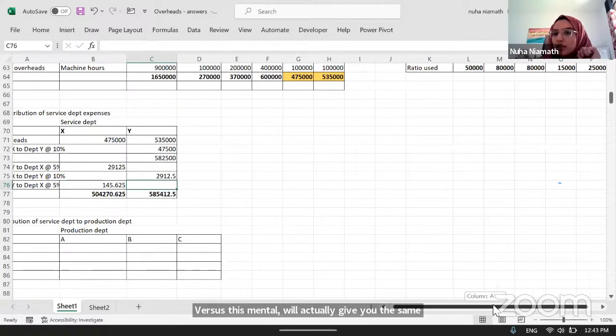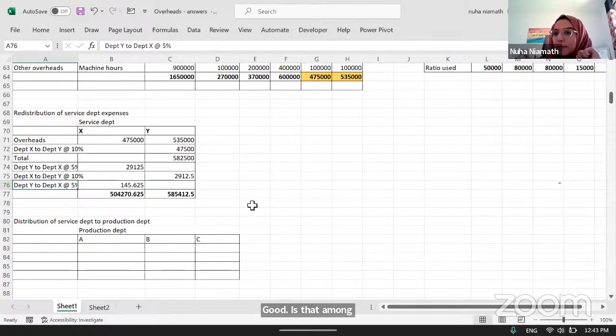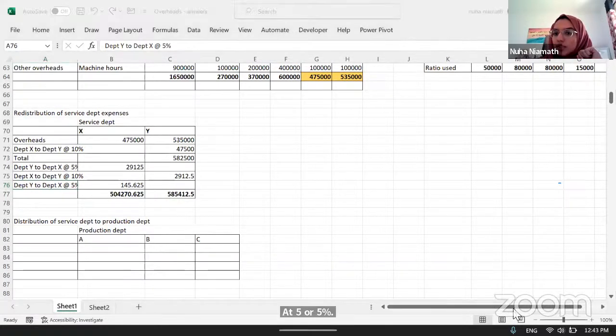Department Y to X at, is that amount correct? At 5%. Yes, that's correct. At 5%. Is there a doubt with the percentage, Aisha?